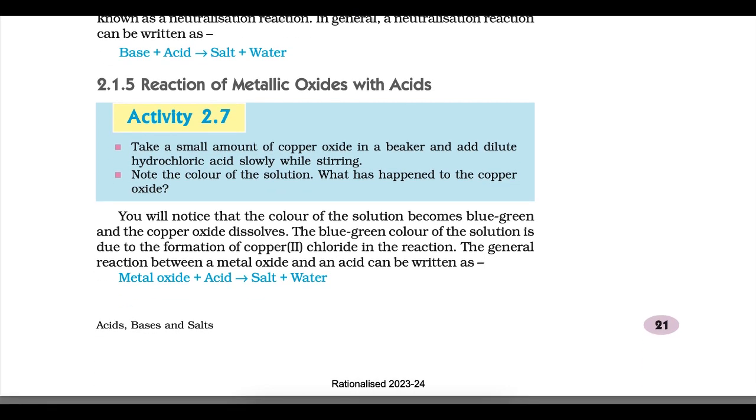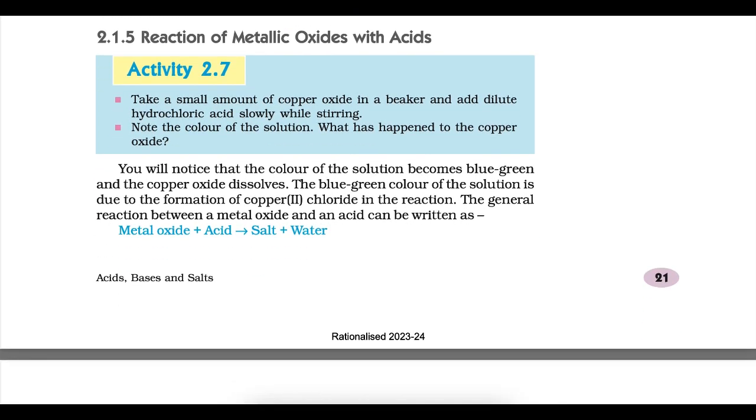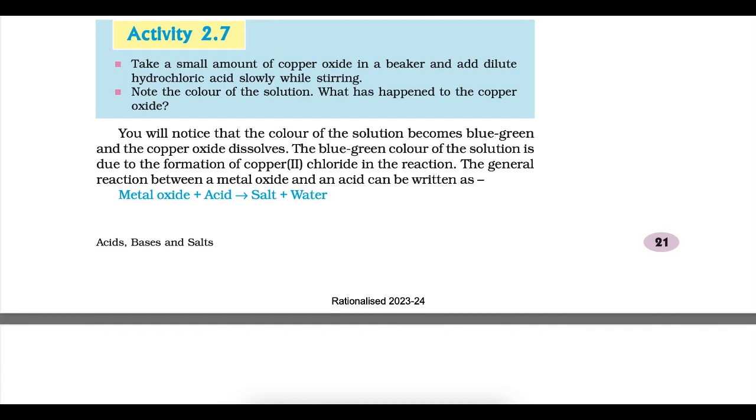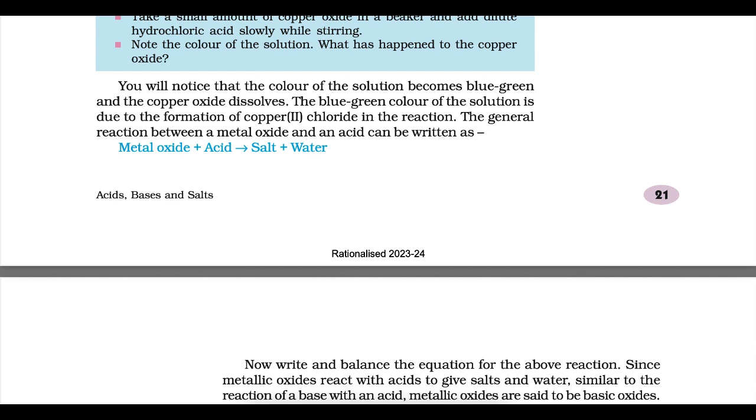Reaction of metallic oxides with acids. Take a small amount of copper oxide in a beaker and add dilute hydrochloric acid slowly while stirring. Note the color of the solution. What has happened to the copper oxide? You will notice that the color of the solution becomes blue-green and the copper oxide dissolves. The blue-green color of the solution is due to the formation of copper chloride in the reaction.